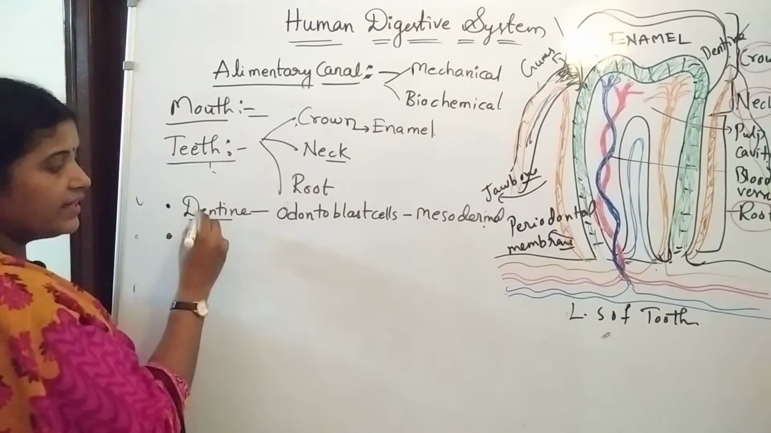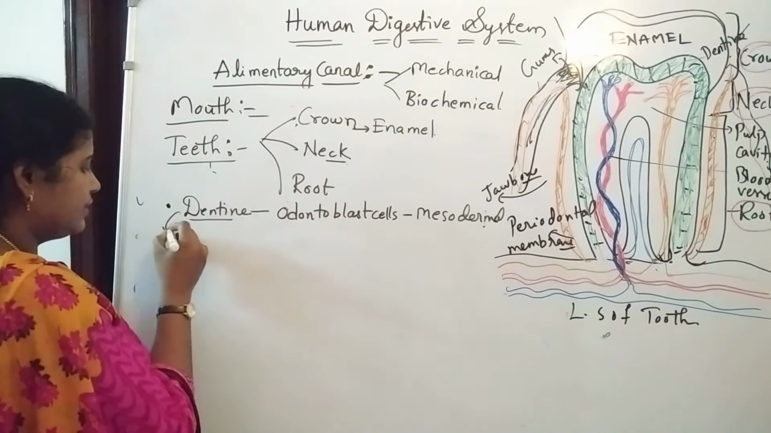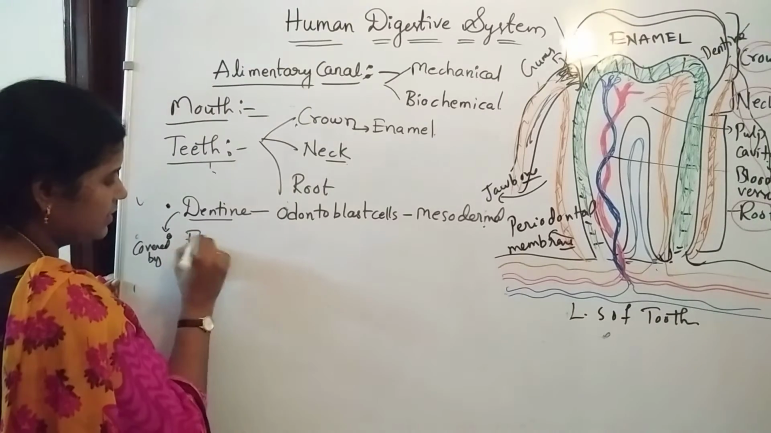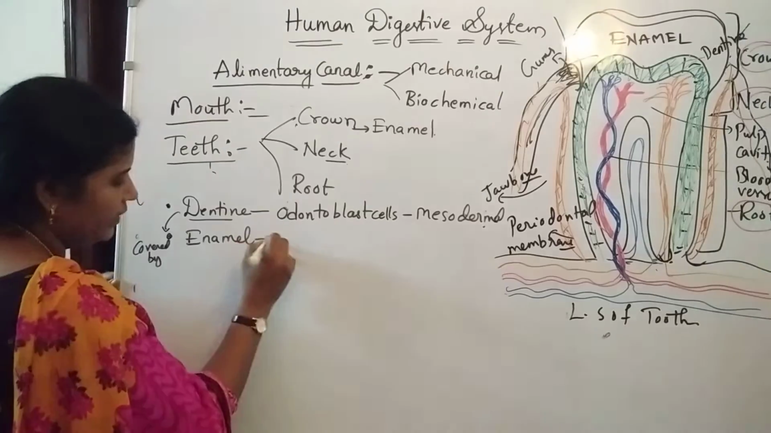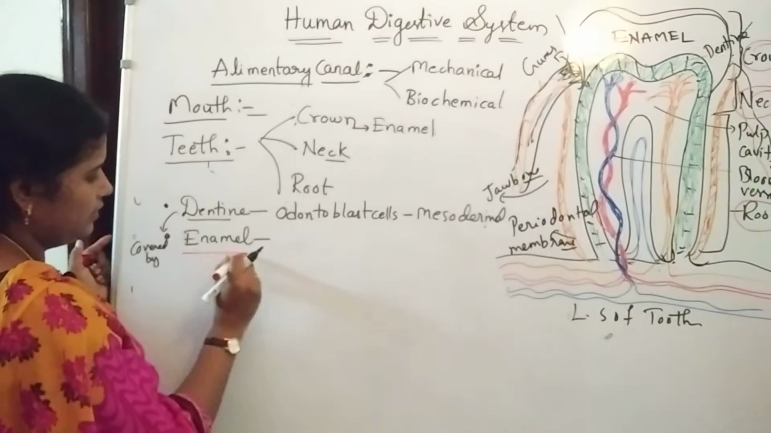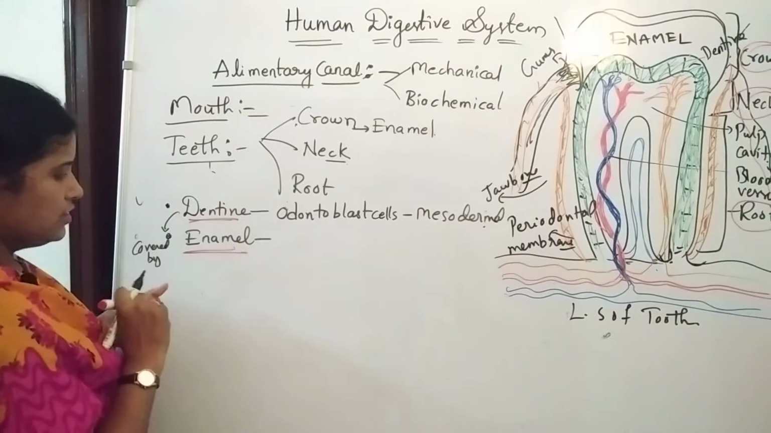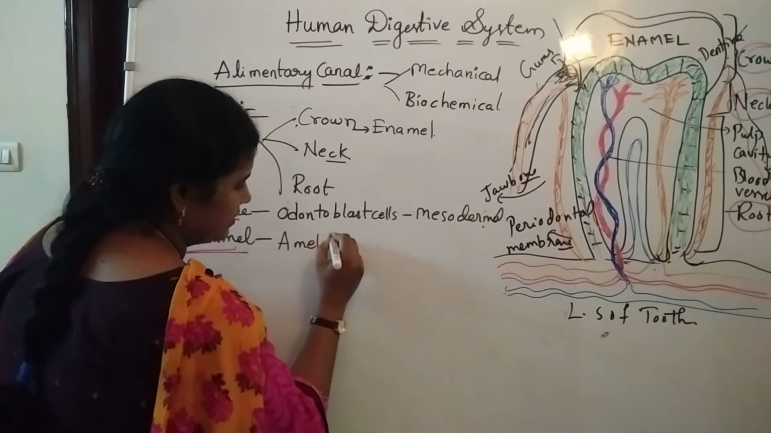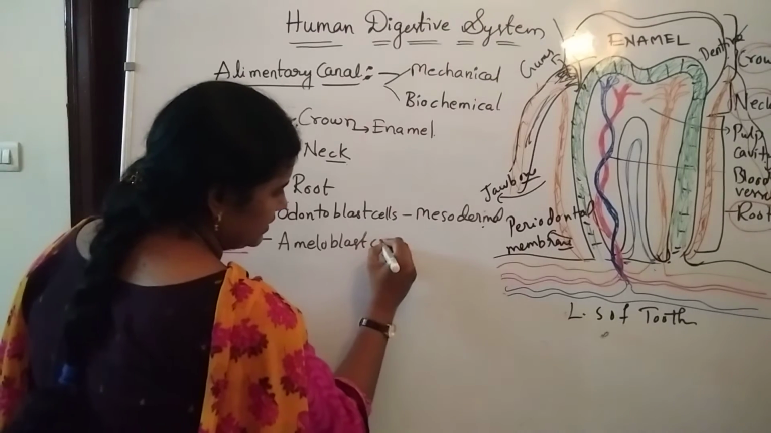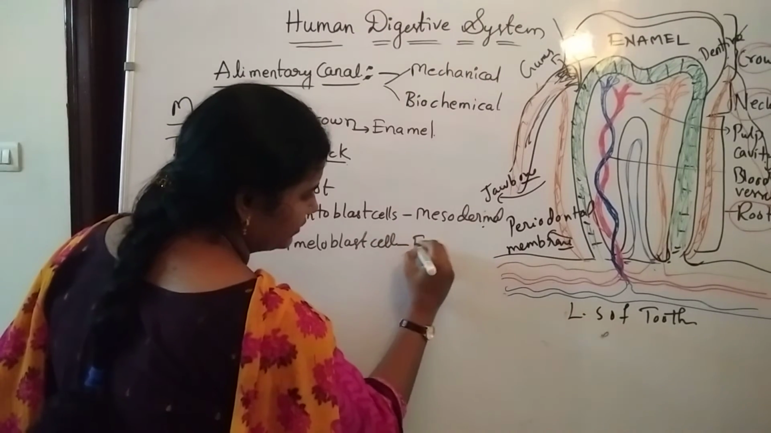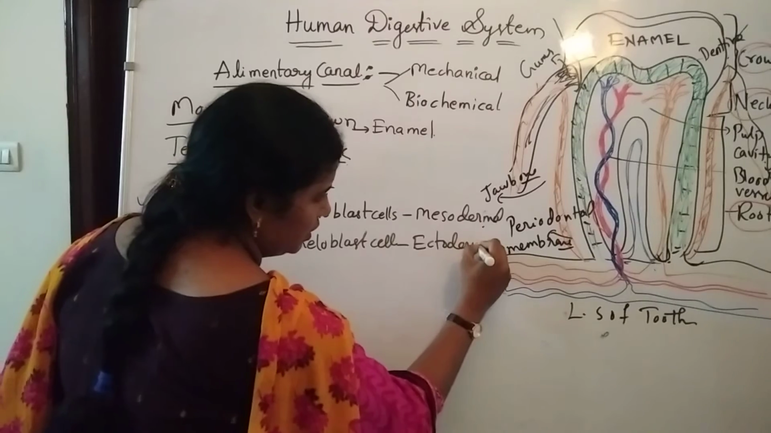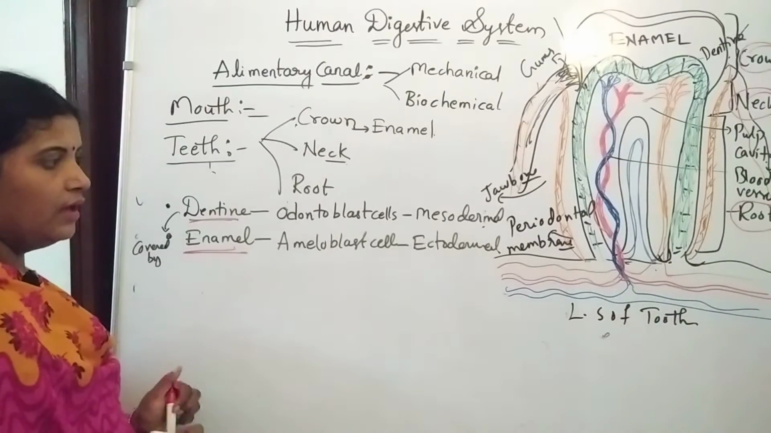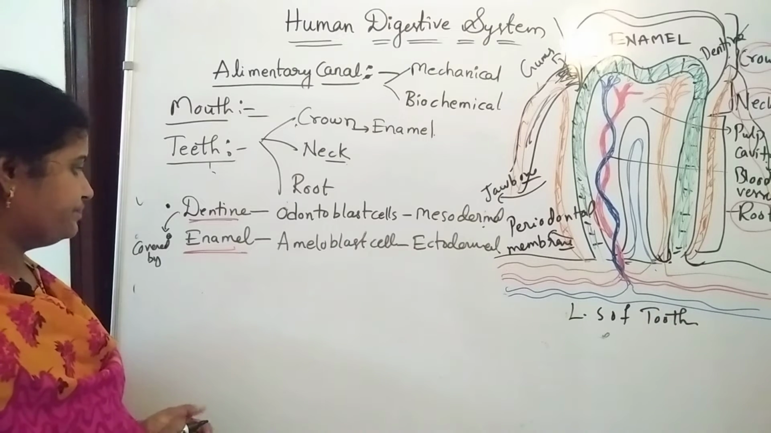Dentine is covered by what is the next structure? Enamel. See here, enamel, dentine. This enamel is secreted by the ameloblast cells, and these ameloblasts are ectodermal in origin. Ectoderm, the outer layer.